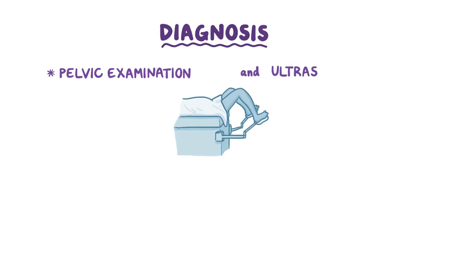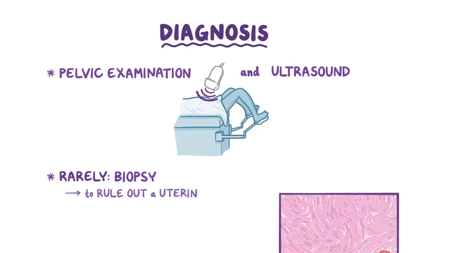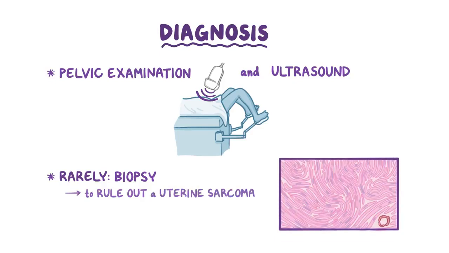Diagnosis of uterine fibroids is done with a pelvic exam and ultrasound. Rarely, a biopsy of the mass is done to rule out that it's a cancerous tumor, called a uterine sarcoma. If it's a fibroid, the biopsy will show a whorled pattern of smooth muscle bundles, like a wave in the ocean, with well-defined borders.